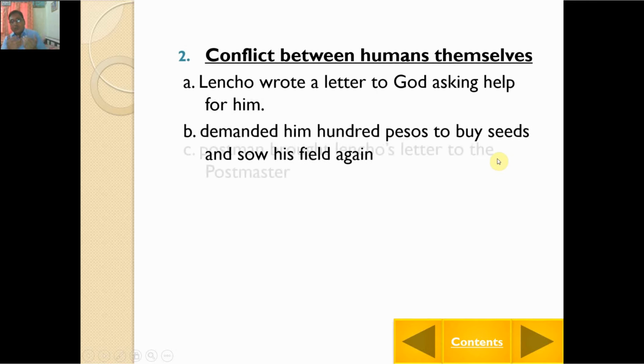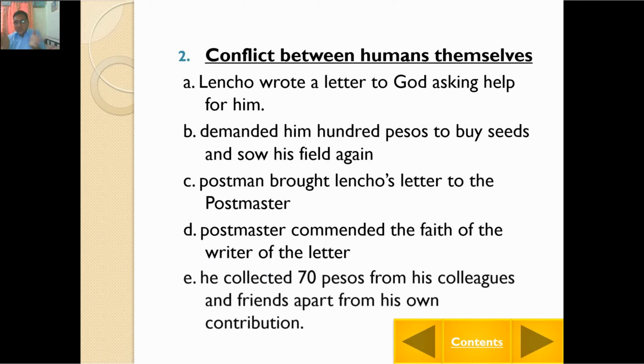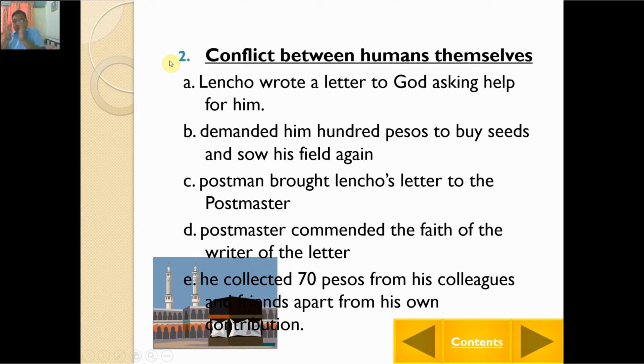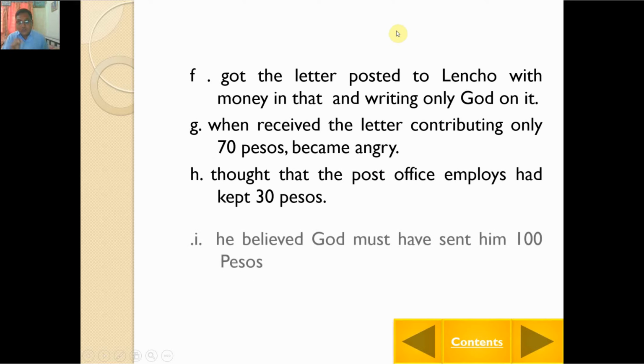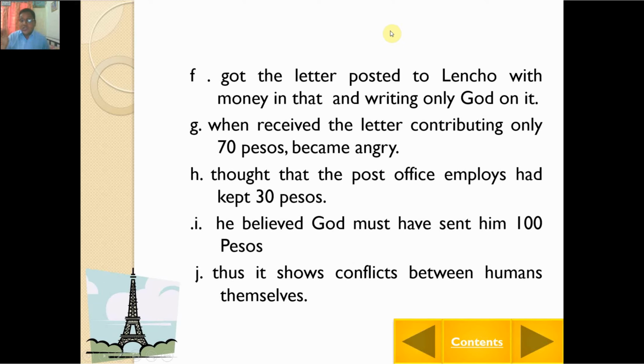Then we come across the conflict between humans themselves, means between humans and humans. Points are: Lencho wrote a letter to God asking for help, demanding 100 pesos to buy seeds and sow his field again. The postman brought Lencho's letter to the postmaster. The postmaster commended the faith of the writer of the letter. He collected only 70 pesos from his colleagues and his friends apart from his own contribution. He got the letter posted to Lencho with money in it, writing only God on the envelope.